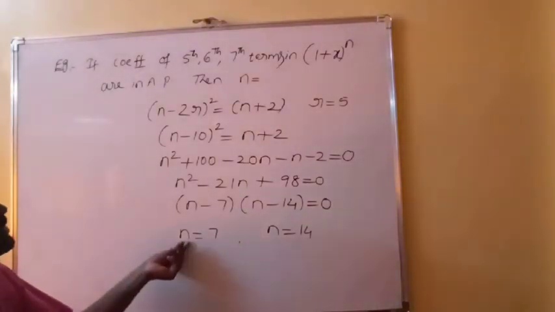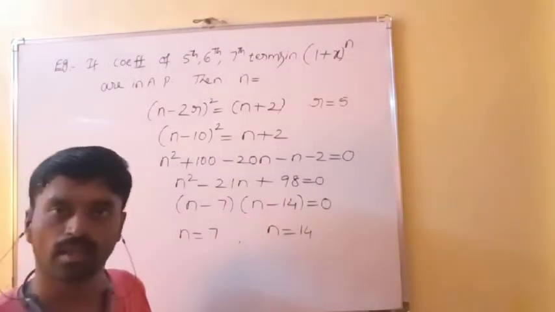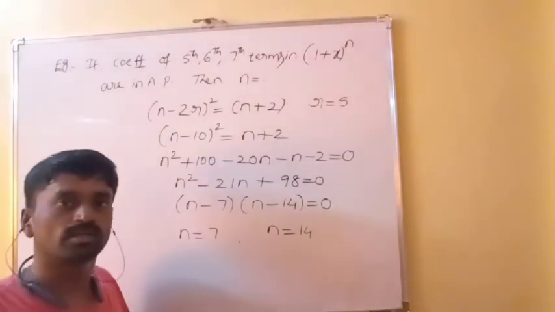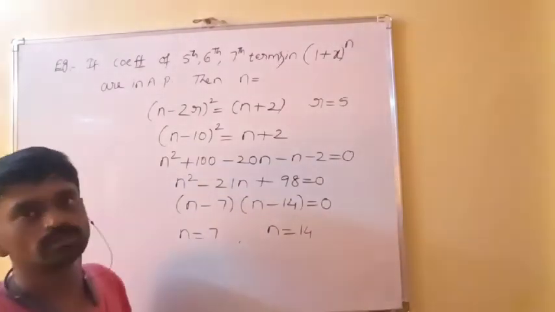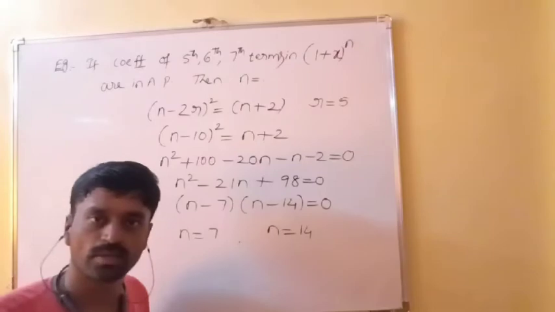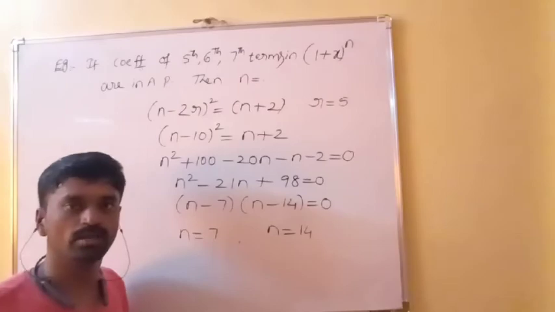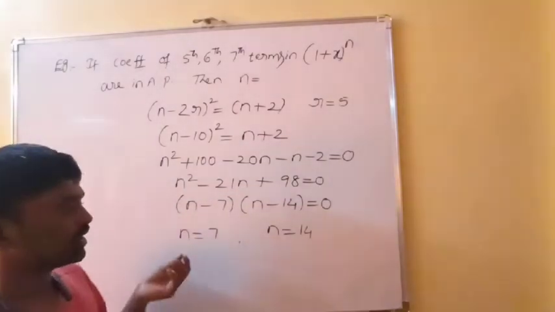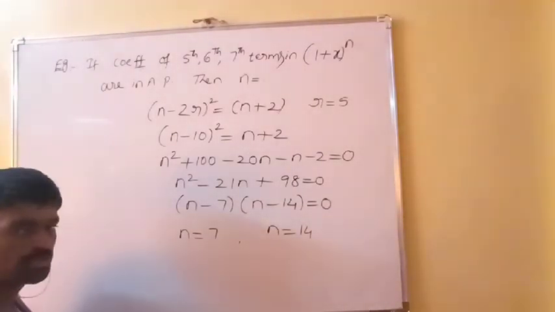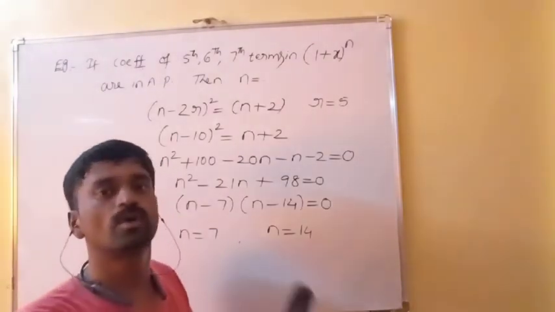If you take n value 7, (1 + x)^7 contains how many terms? 8 terms. That means it is possible that the 5th, 6th, 7th terms are in AP. So n value 7 is valid, and n value 14 is also valid. So in this problem both n values are valid. That means n may be 7 or n may be 14. But in some problems, one n value is valid and another n value is invalid. That's why it is better, after getting the n values, to check which of those two values are valid.